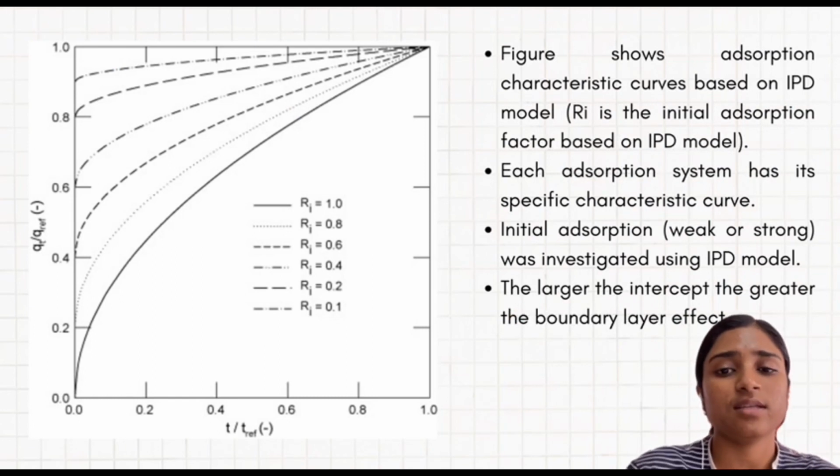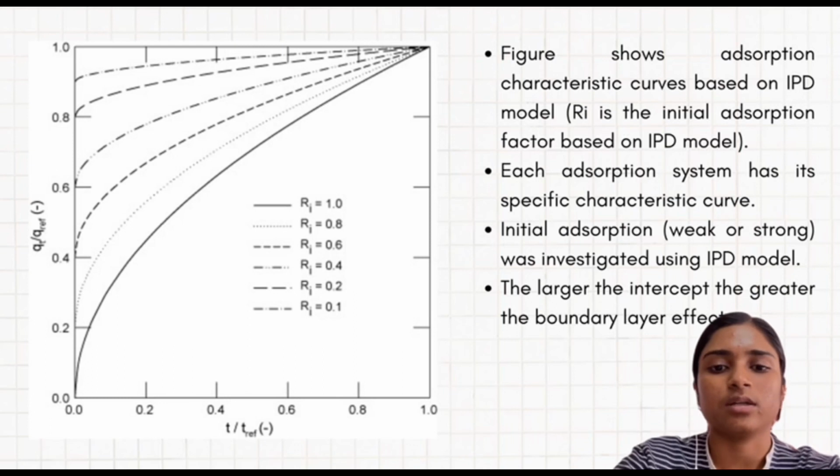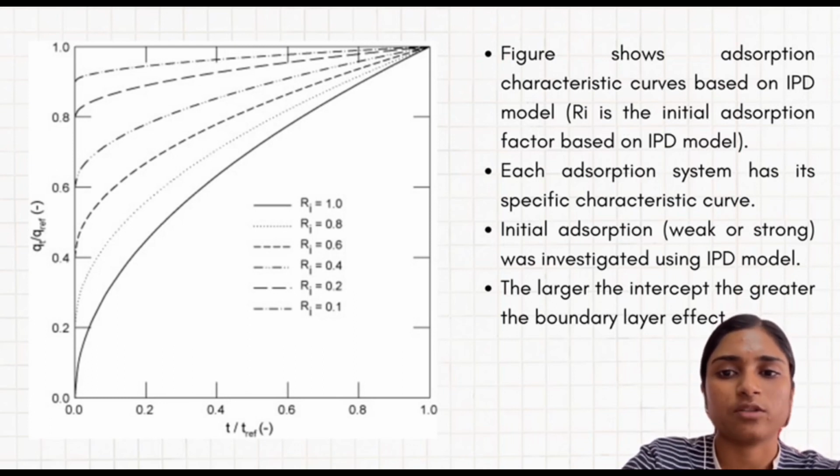Next, as we can see in the figure, it shows the adsorption characteristic curves based on the intraparticle diffusion model. Especially, as we can see in the figure, Ri equals 0.1 until 1.0. The Ri is the initial adsorption factor based on the intraparticle diffusion model.